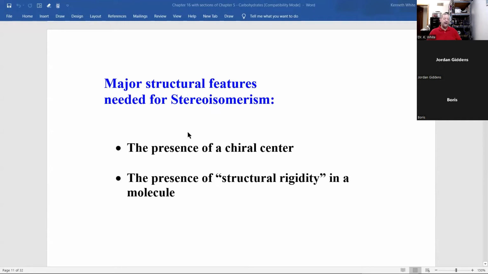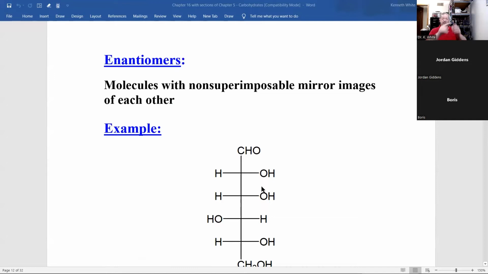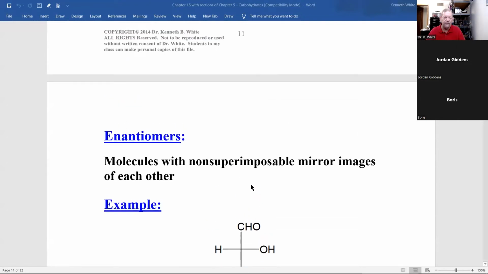And major features for a stereoisomer, and I won't ask this, it's got to be a chiral center, it's got to have structural rigidity, which means a carbon atom for this class. Now, switch is on, click. Let me get to my red pen.